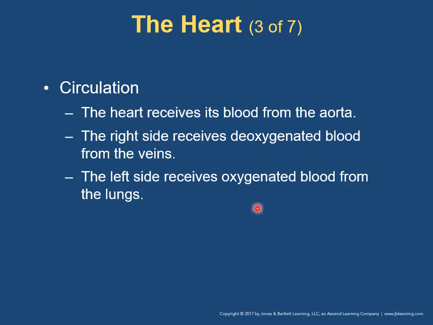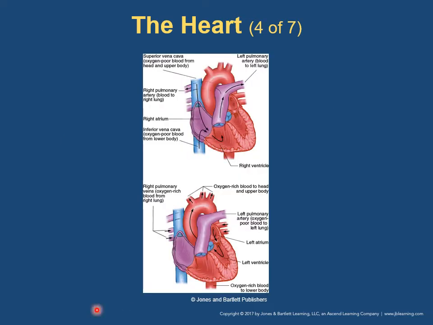In the circulation, the heart receives its blood from the aorta. The right side receives deoxygenated blood from the veins, and the left side receives oxygenated blood from the lungs. Here's a diagram of those.